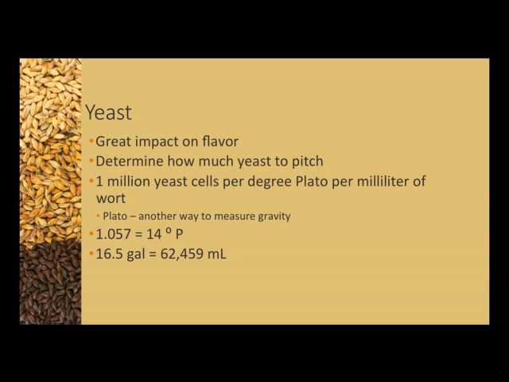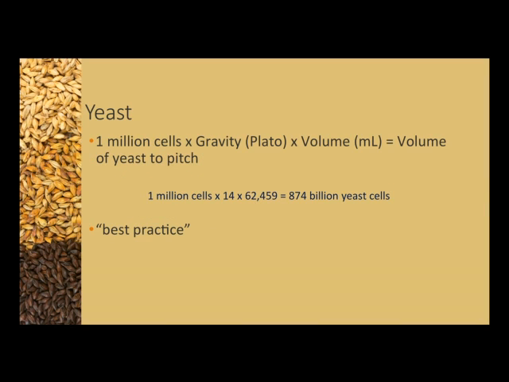Using our sample recipe, calculating the pitch rate would look something like this. First, our specific gravity of 1.057 converts to 14 degrees Plato. Second, 16.5 gallons of wort is equal to 62,459 milliliters. So multiply 1 million cells by 14 degrees Plato and then by 62,459 milliliters of wort to determine that we need to pitch 874 billion yeast cells.